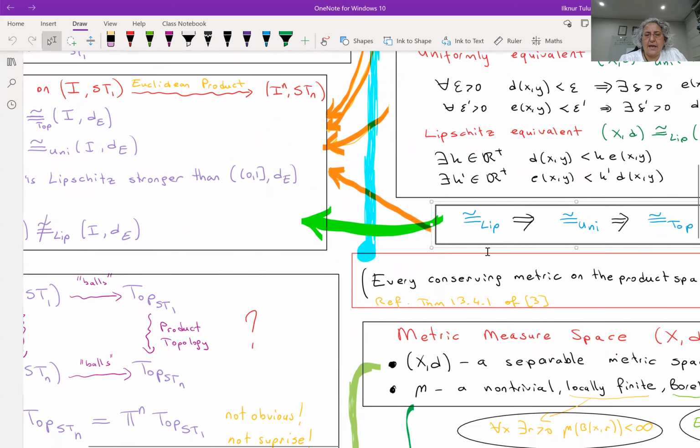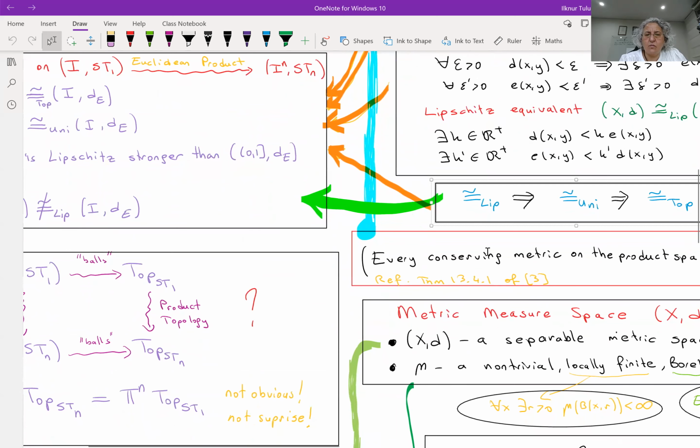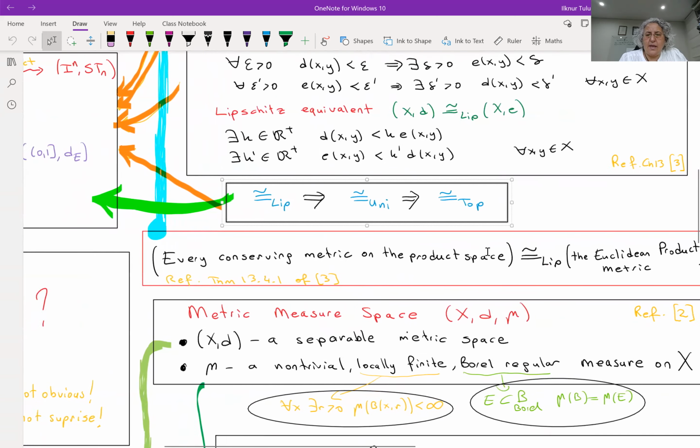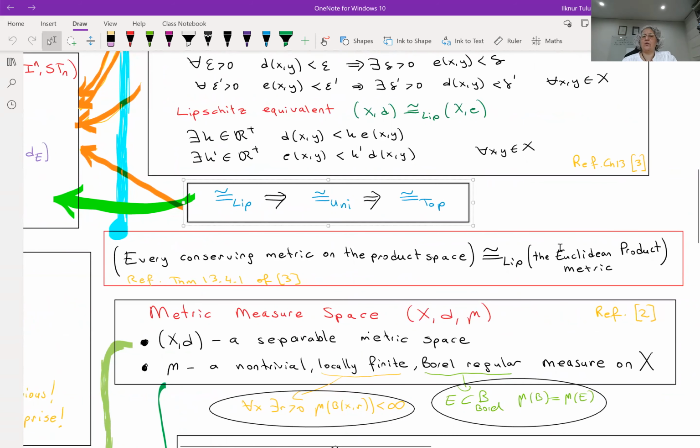Now let's have a look. My main interest is to make the ST metric into a metric measure space. What is a metric measure space? We have a space, a metric, and a measure. The metric space should be separable, and the measure should be a non-trivial, locally finite, Borel regular measure on X.